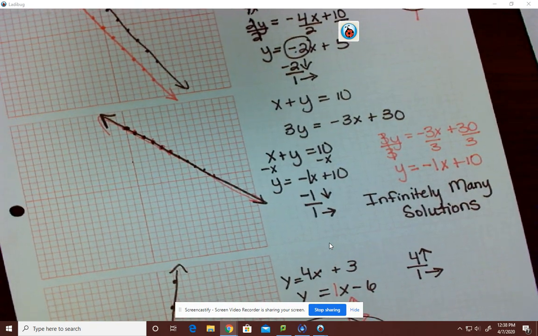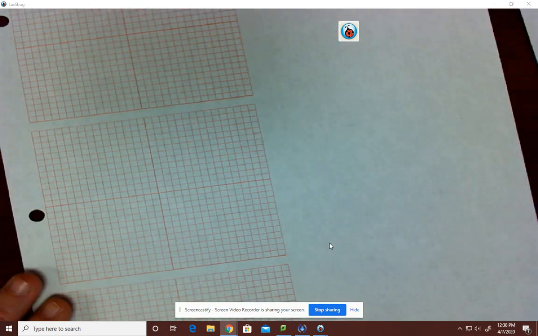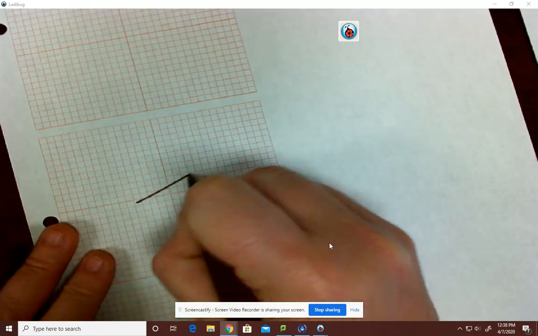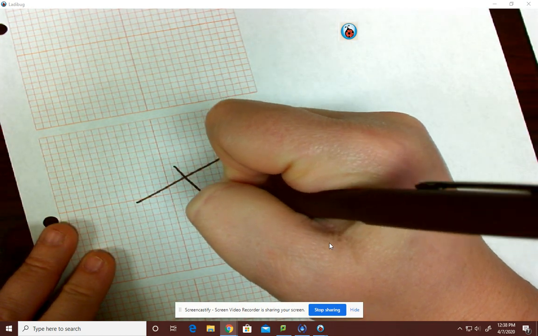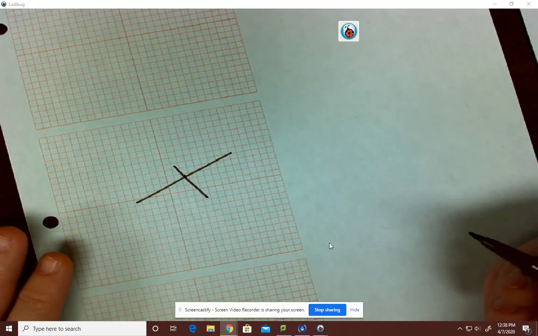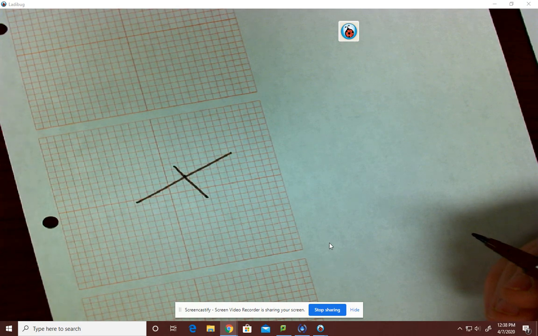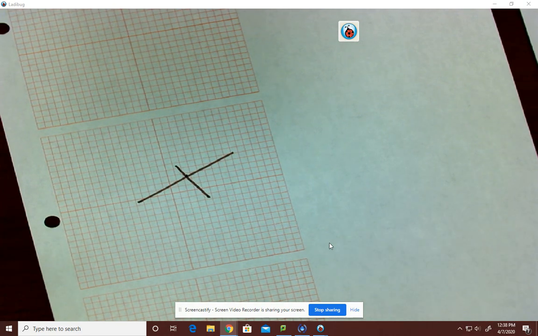So next week we'll be looking at, okay, what if I graph 2 lines and they intersect like right here where I can't tell what it is? And then we'll want to do that algebraically. So that's what we'll learn next week.